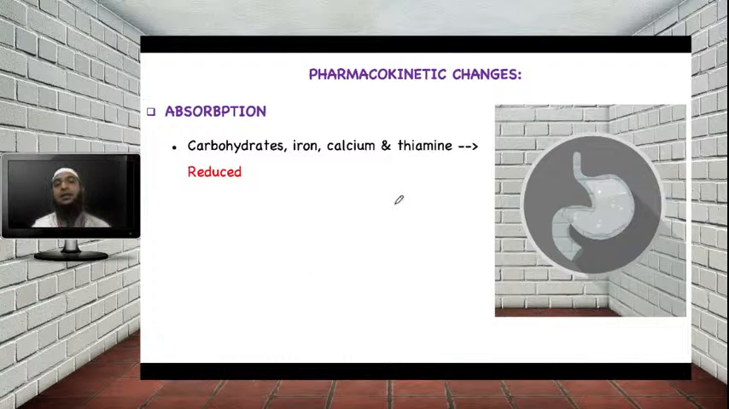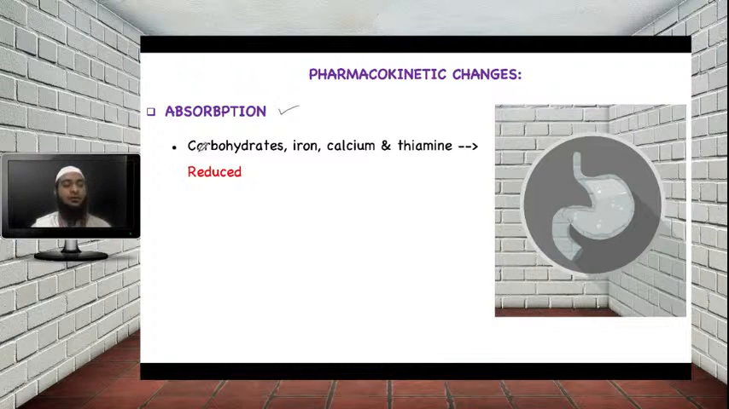We know that in pharmacokinetics there are 4 parameters. First is absorption, second is distribution, third is metabolism, and fourth is excretion or elimination. We'll see one by one how each pharmacokinetic parameter is affected in elderly patients. The absorption of the drug is definitely going to be affected in elderly patients, and it depends upon the nature of the drug.